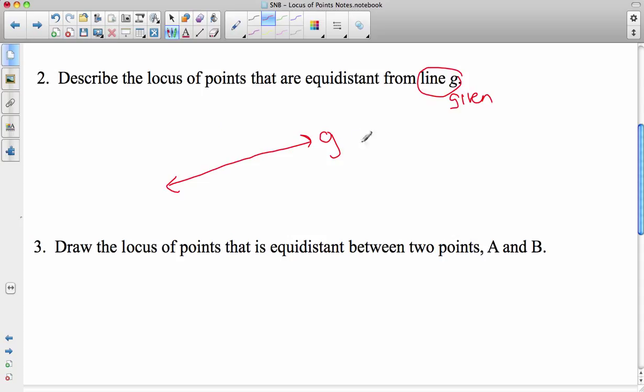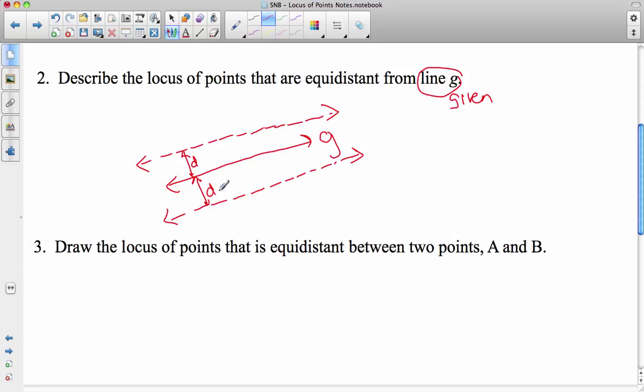Well, if we had this line G, and we needed something that would represent the points that are equidistant from it, we would have one line on that side that would be a constant distance away, and we would have another line on this side the same distance away, and we could mark that by showing our distance here, put D to show that they have the same description, D.